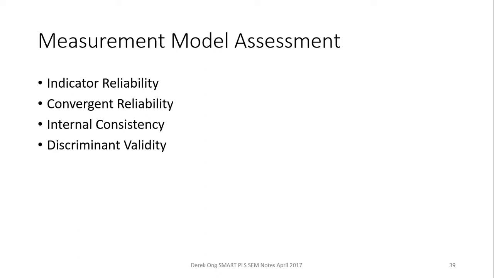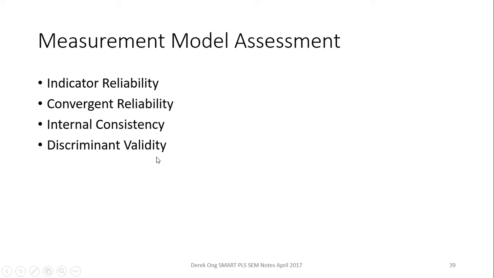So, in my preceding videos, I have shown you how to analyze and get out the results for the measurement model, for indicator reliability, convergent reliability, and internal consistency, but I did not cover discriminant validity. So this is video number 7, which will cover this discriminant validity.